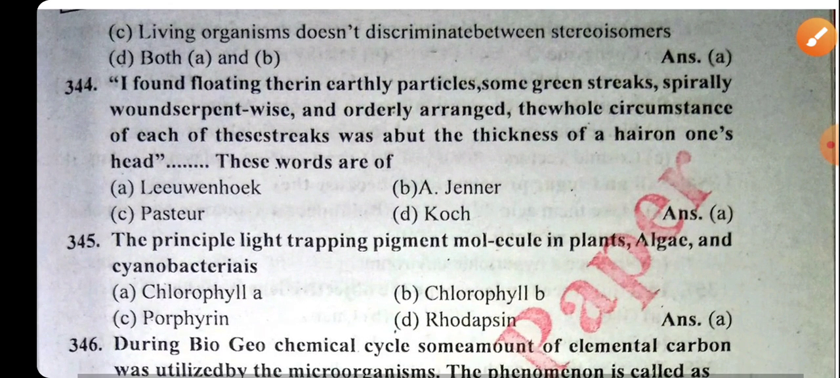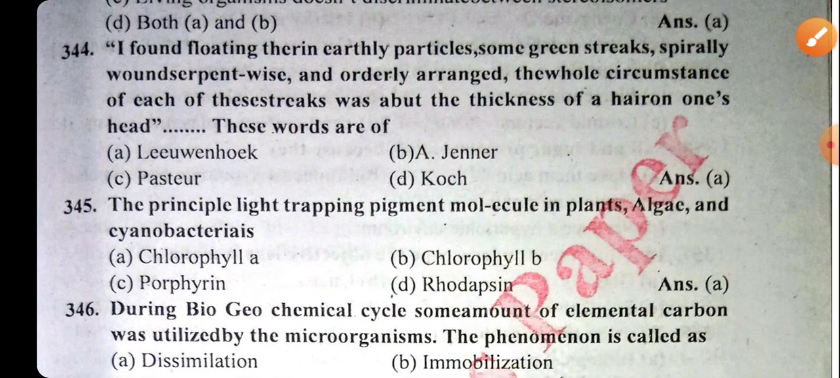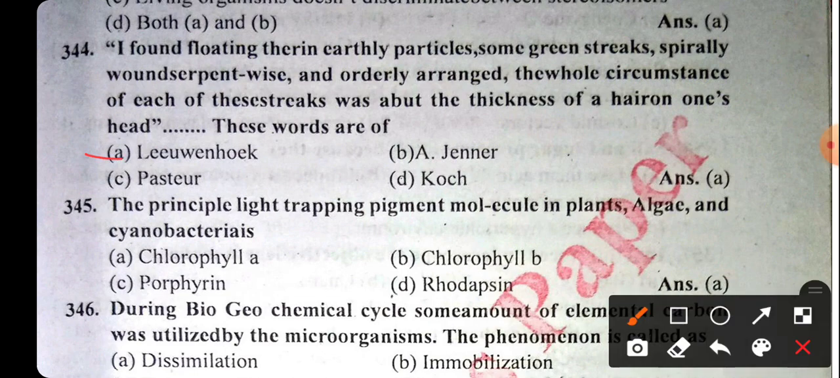Now the next question is: I found floating there in earthly particles some green streaks spirally wound serpent-wise and orderly arranged. The whole circumference of each of the three streaks was about the thickness of a hair of one's head. These words are of Leeuwenhoek. Leeuwenhoek stated these words while doing some activity in his lab, and after seeing some of the particles he observed this and said these words about those particles.